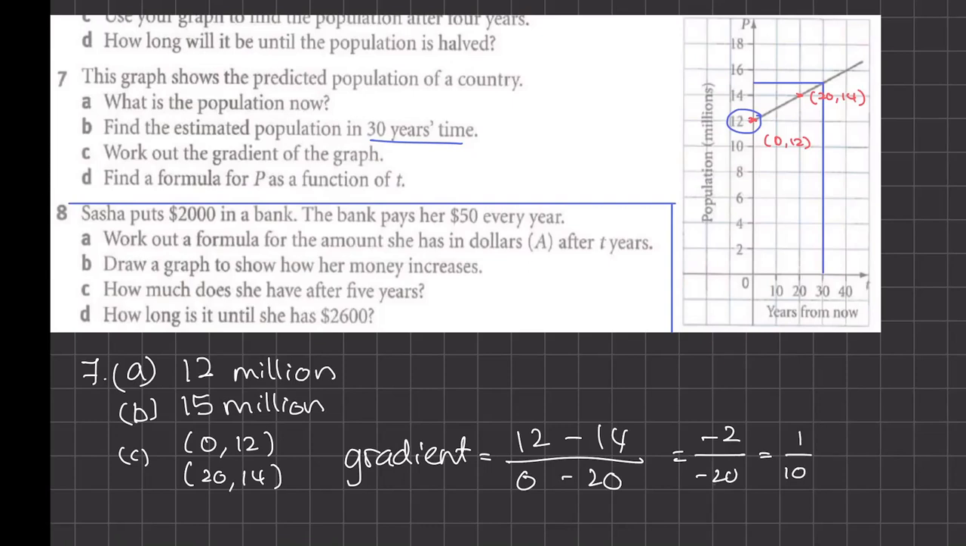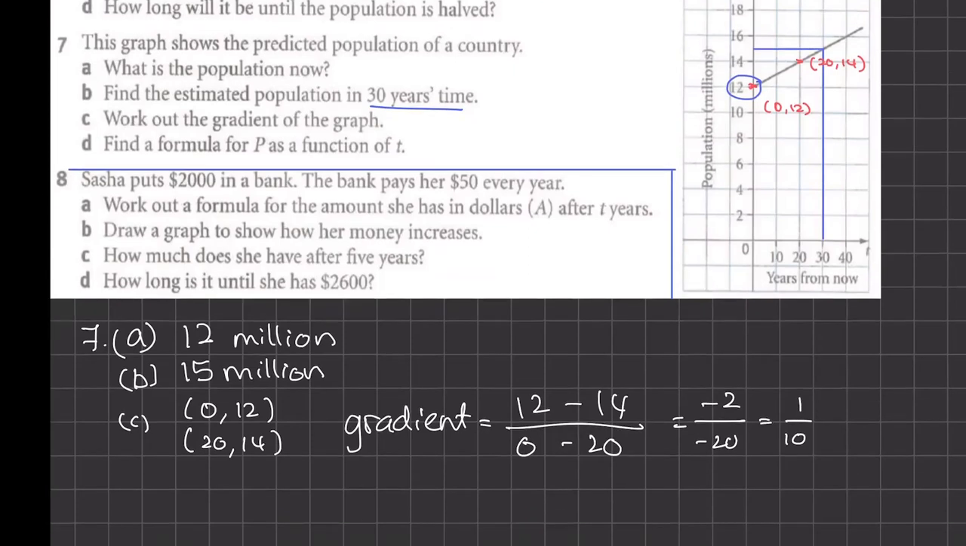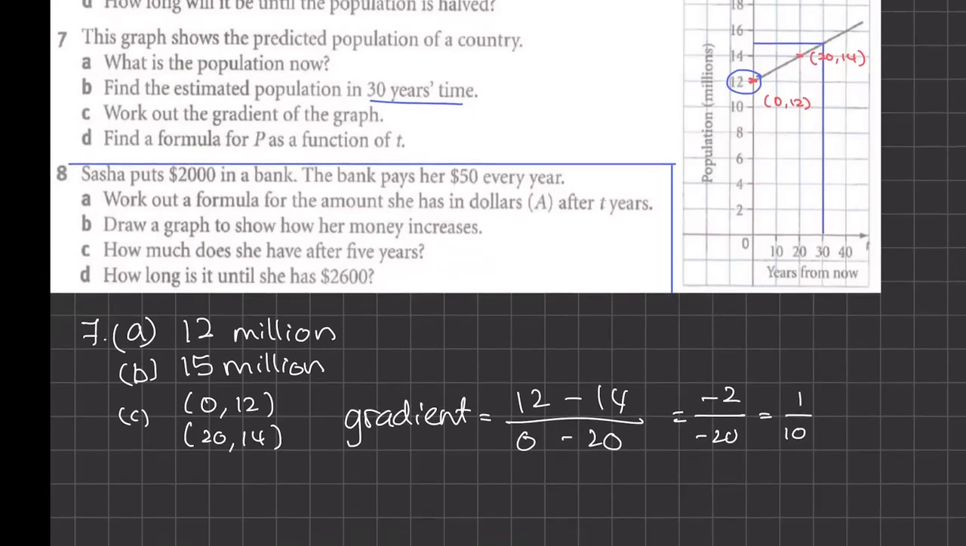So that's the gradient. Now, find a formula for P as a function of T. So you can see every 30 years, it increased by 3 million. So 10 years should be 1 million.